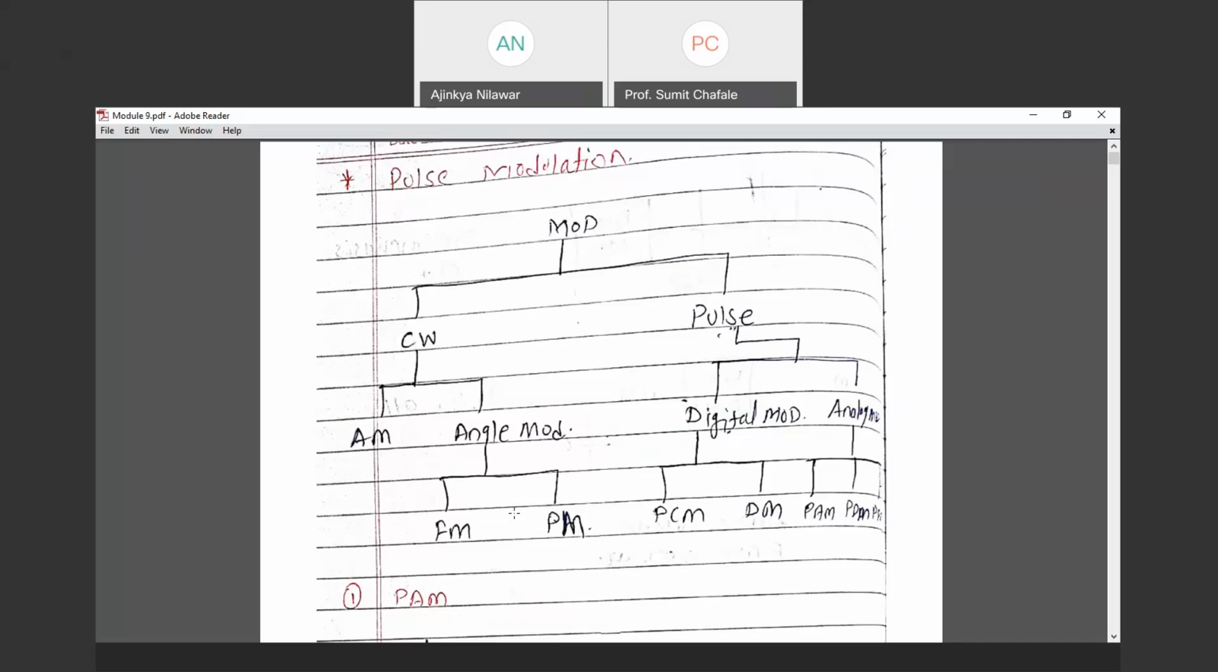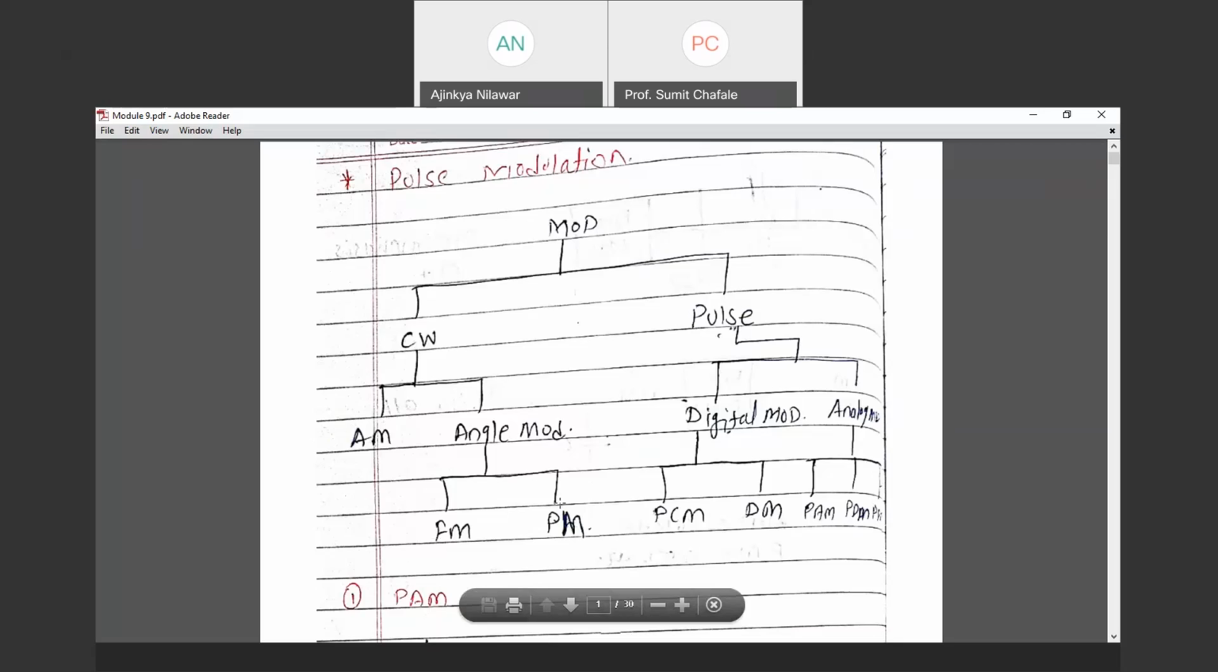And third, we can change its phase. For observing phase difference on the CRO, we require external phase shifting circuitry. In EDC, you have already studied the RC phase shift circuit. Such arrangements are there for shifting the phase. So basically, in continuous wave modulation, we have amplitude modulation, frequency modulation, and phase modulation.